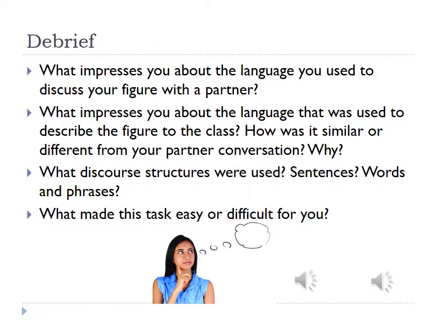Your language may have been less formal, even though you still used some of the technical terms needed to talk about the content of the figure. In the presentation, the speaker probably held the floor and no one else talked or interrupted. There may have been certain phrases used to signal the introduction and end of the verbal presentation. Some people may find presentations difficult to do. Others may find conversations difficult to navigate.